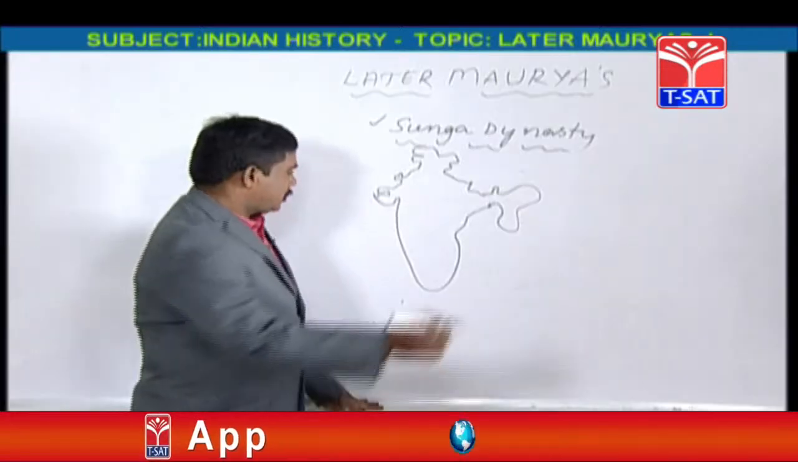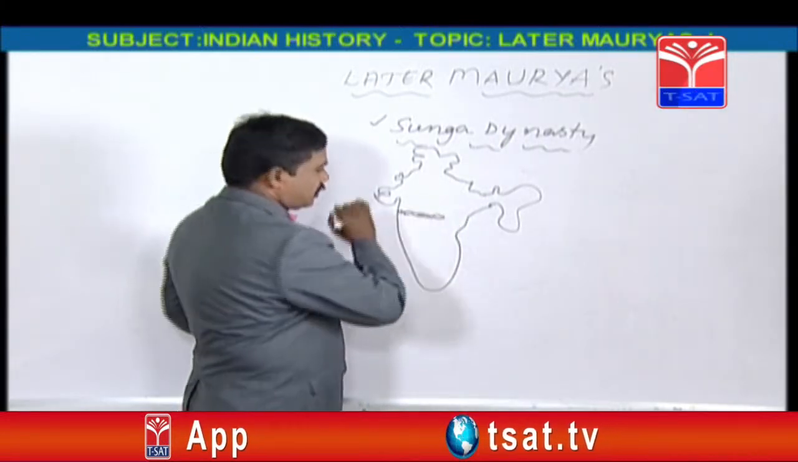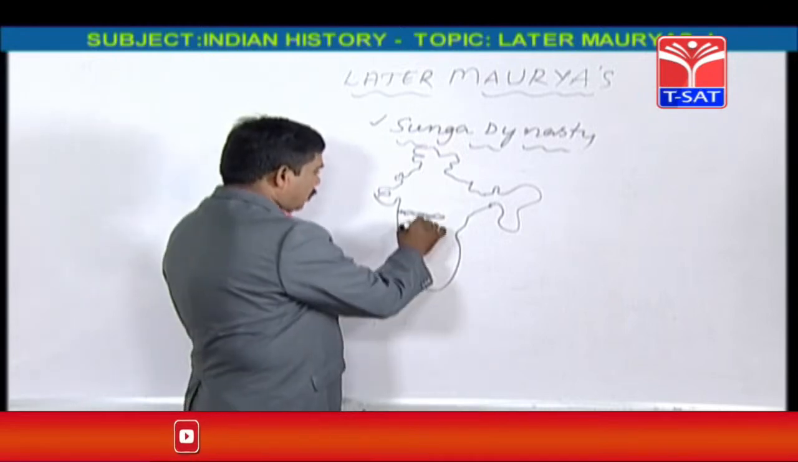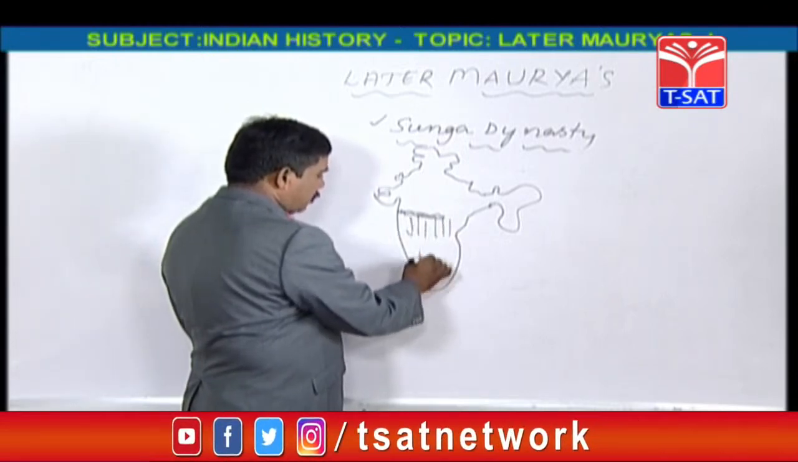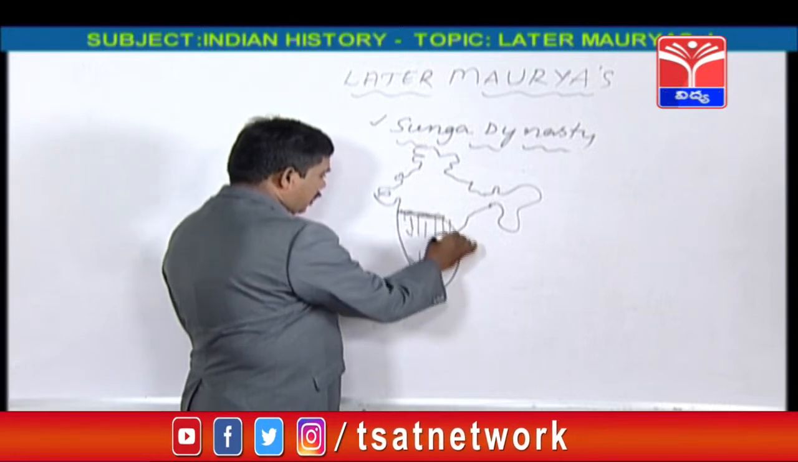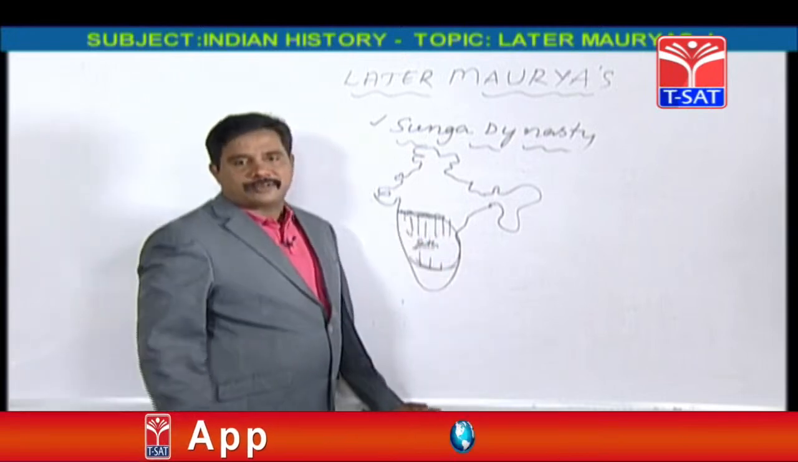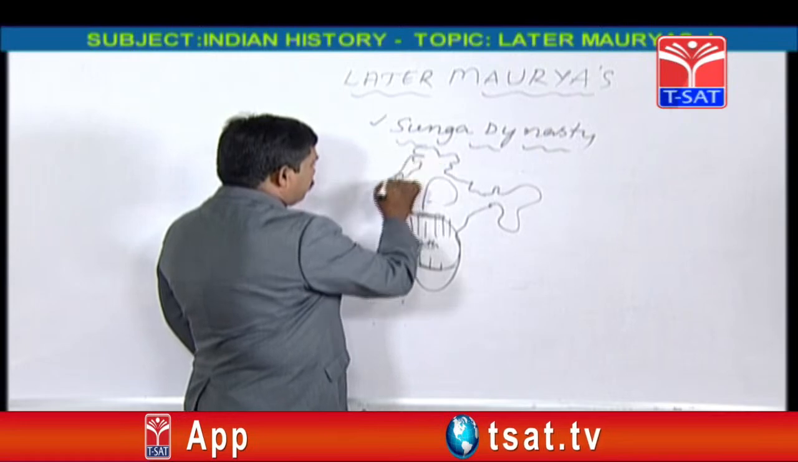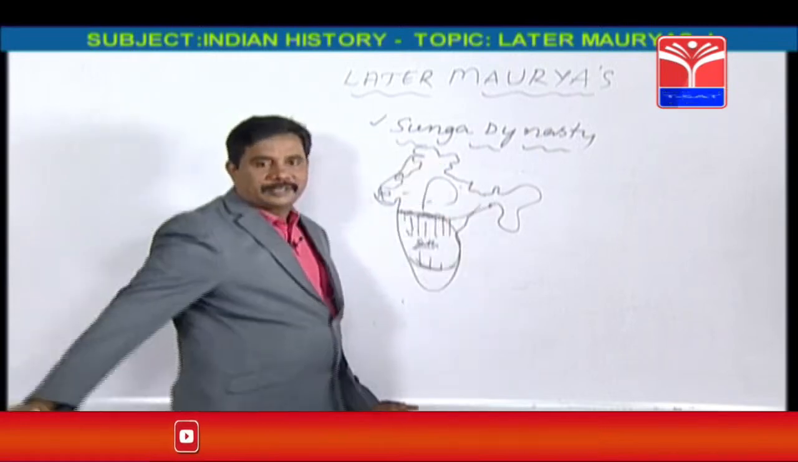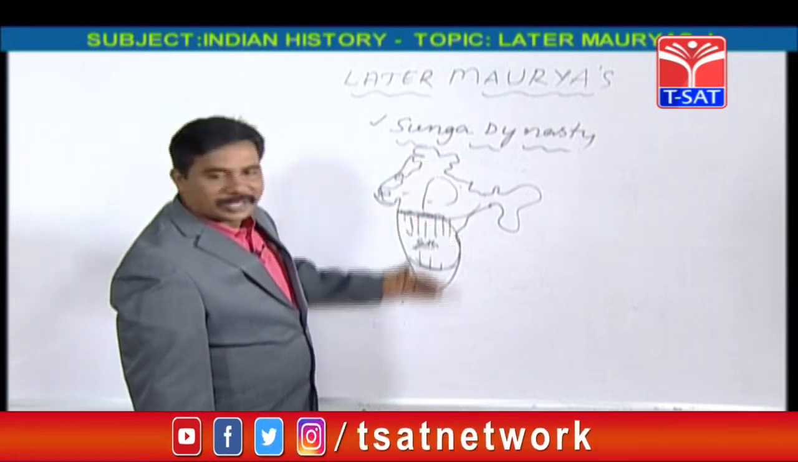So, here just understand, this we can say is the Vindhya-Satpura mountains. Below these Vindhya-Satpura mountains, this area is totally under the control of Shatavahanas. But this area is under the control of Shungas. That's why in North India, Shungas ruled. In South India, Shatavahanas ruled.